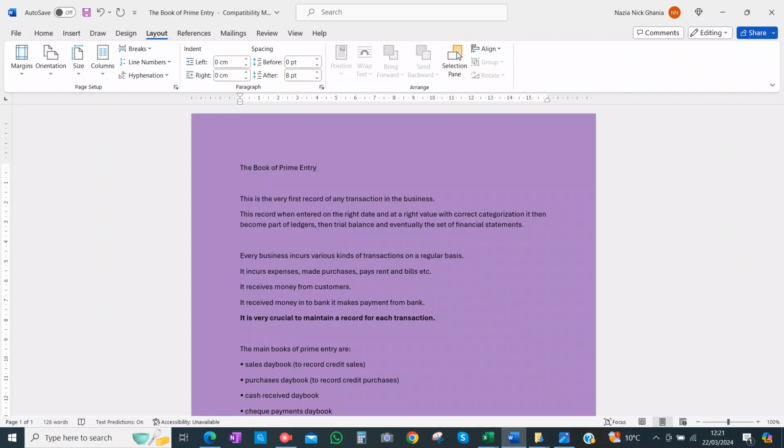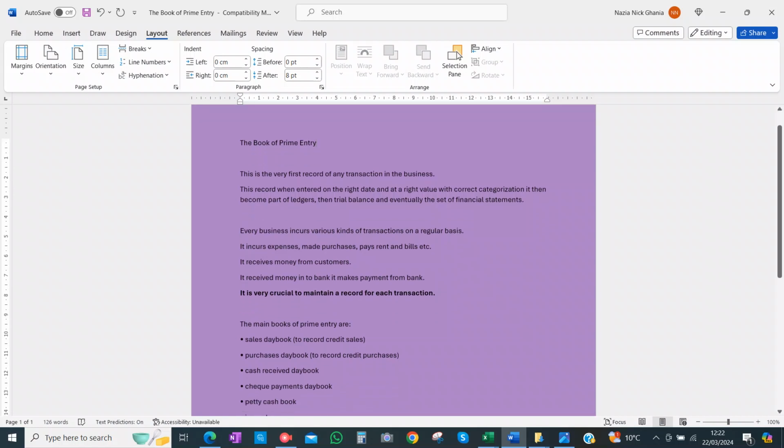In business practice, on a regular basis, we maintain a bank book that we generate from the bank statement. It shows how much money we have received in the bank, how much we have paid, and to which category of expenses or transactions we have spent money. So books of prime entry are the first record of every transaction that occurs on a daily basis in every business, whether it's a small, medium-sized, or large-scale business.